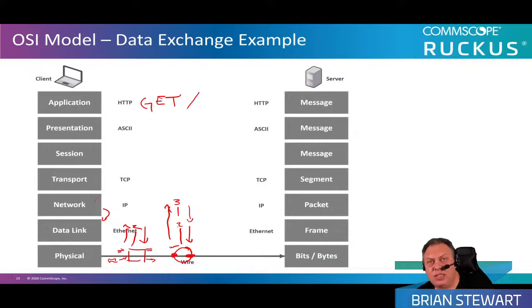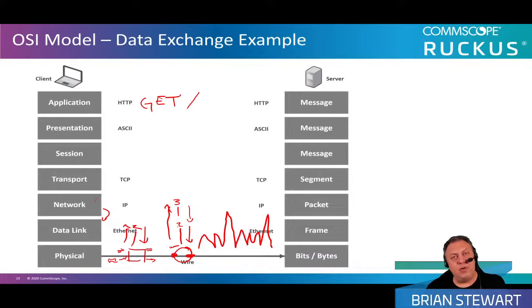So as this makes its way towards that destination, there are many times that it's going to go back up to layer 2, down to 1, 2 to 1, 3, 2 to 1, and so on. It's going to keep going up and down these layers for each switch or router that it traverses along this path.